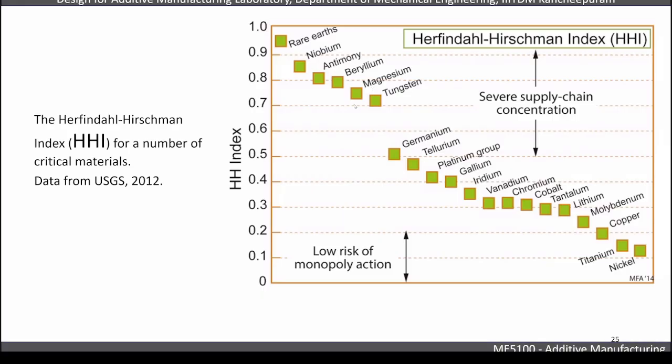So rare earths are now concentrated. There are only a few countries which have the capability to produce rare earths. For example, nickel is the lowest because nickel is widely available. Titanium, copper, molybdenum, lithium, cobalt, these are the materials which have a very low HH index. These are the materials where you see the HH index is very high. So you can say this is a low risk of monopoly action, and this is a very severe risk. Anything above 0.5 of the Herfindahl-Hirschman index means they are prone to very high risk, right?